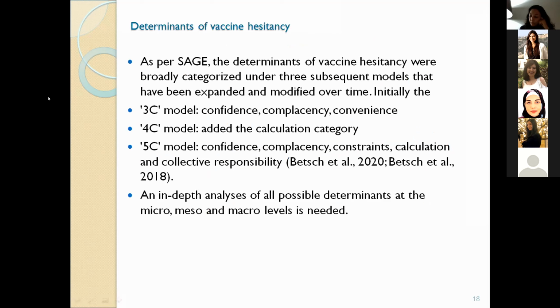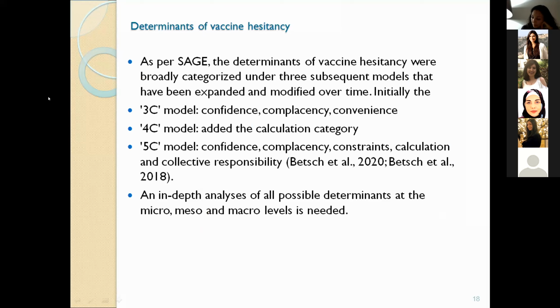So I went back to SAGE and I started from the beginning. SAGE, the group of the WHO, said that the broad determinants of vaccine hesitancy were based on the 3C model: confidence, complacency, convenience. Anything that's going down will lead to hesitancy. Confidence: I trust vaccines. Complacency has to do with the risk perception. Convenience has to do with my ability, my behavioral control. Am I able to get it available, access to it, etc.